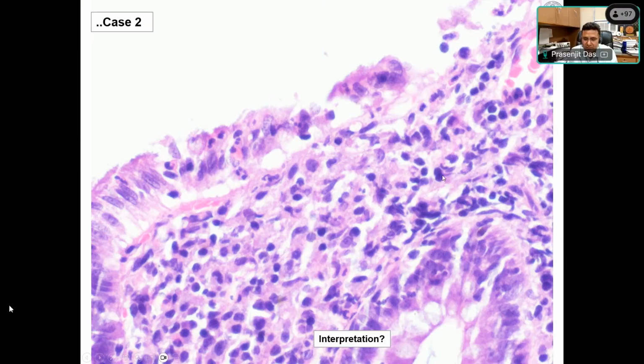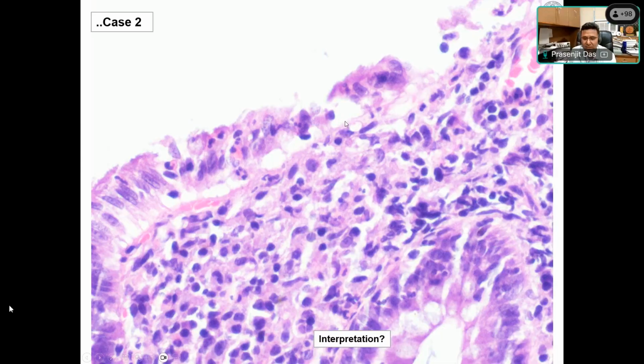About the cells, the type of cells? This is a higher power image. Can you see these cells? What are these? These cells? Neutrophils. So what does neutrophil indicate? Acute inflammation. It is an acute or active injury. Okay, we should use this type of term.